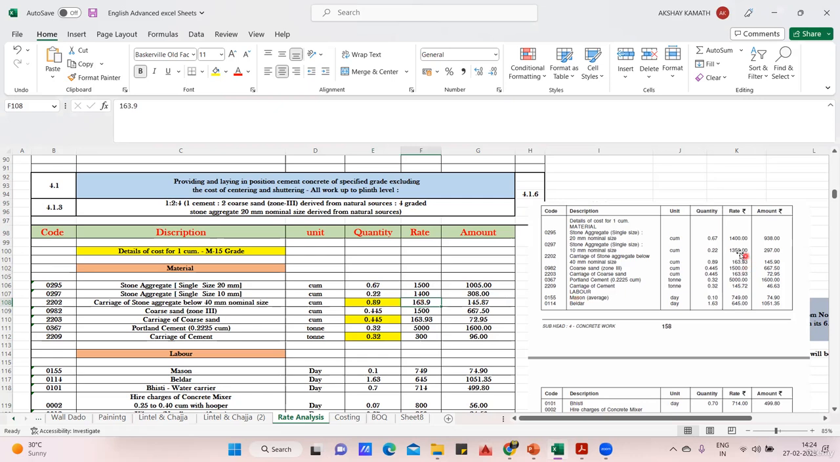So here, what they have done, the cost they have put as 163 rupees. What do you mean by this? That means if I want to procure 1 cubic meter of the coarse aggregate, how much is the transportation cost that I'm supposed to pay?